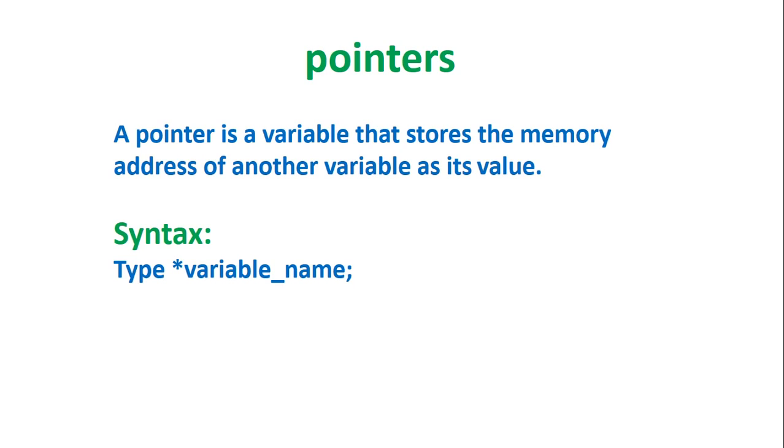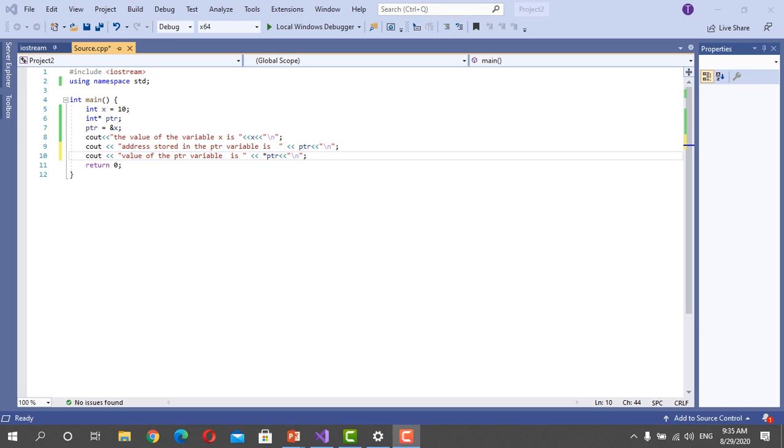Every variable is stored in a specific memory location. Every memory location has its address. A pointer holds this memory address. This program will explain the pointers. Here I have declared one variable as x equal to 10 in the 5th line. See the 6th line. Int asterisk ptr. Here ptr is a pointer variable of integer data type.